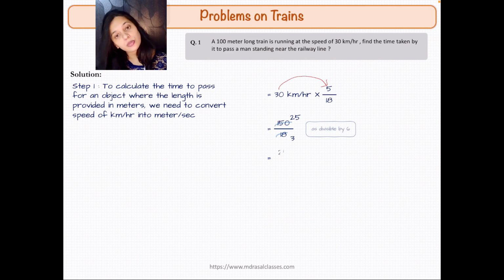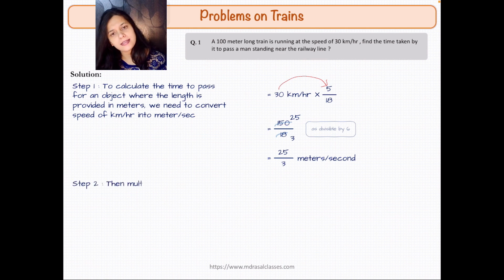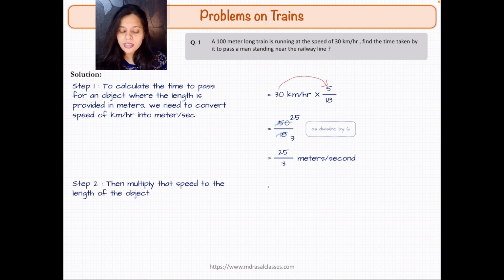Now we have to put in our main formula. We have to find the time, right? What is our formula? Speed is equal to distance upon time. But in this case, we have to find the time, so we convert our formula into time is equal to distance upon speed. How much distance is given here? 100 meter. The distance of the train is 100 meter divided by the speed, which we calculated as 25 by 3.